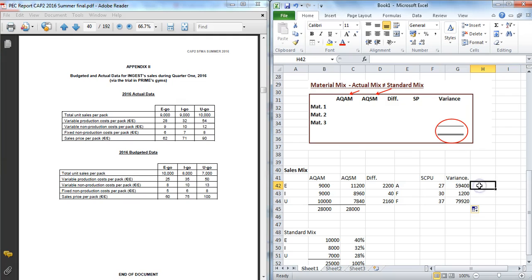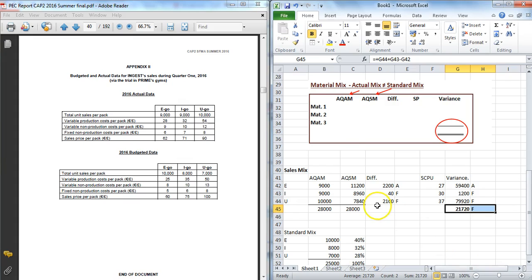And again, don't forget to label. And of course, the labels that are used here will be the exact same here. If it's adverse 2,200 units, it must be an adverse monetary amount, and so on and so forth for Igo and Ugo. So the total variance here then is add the two favorable and take off the adverse, giving you a favorable variance of 21,720.